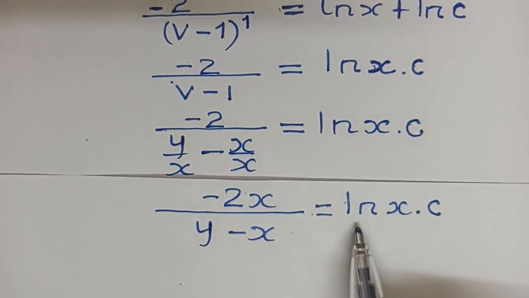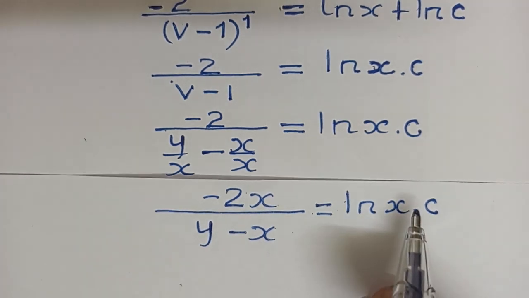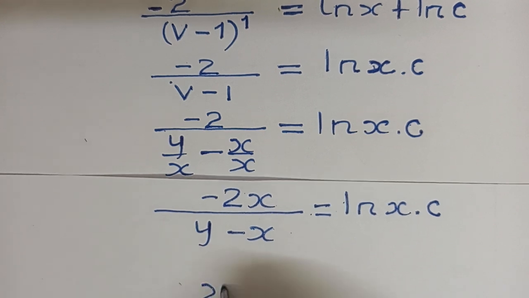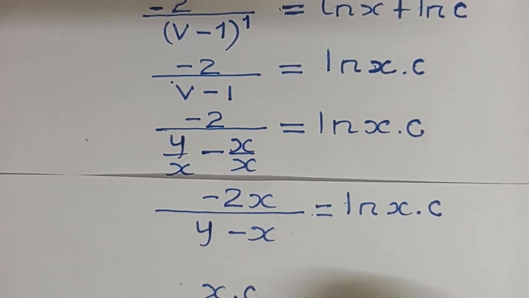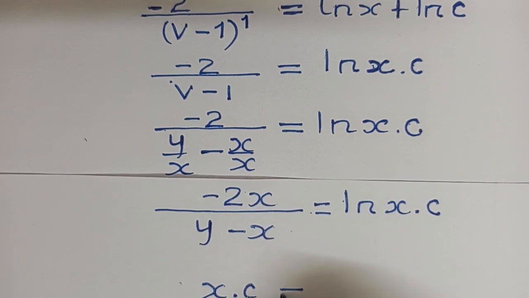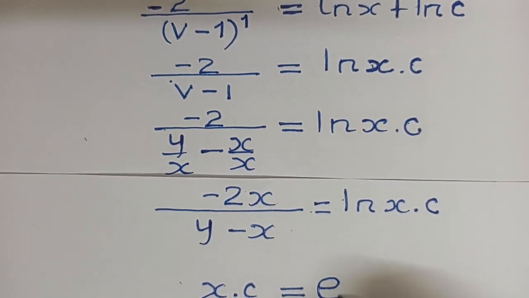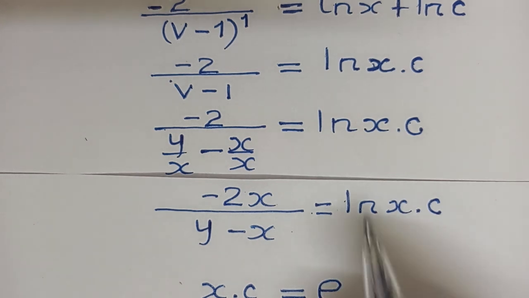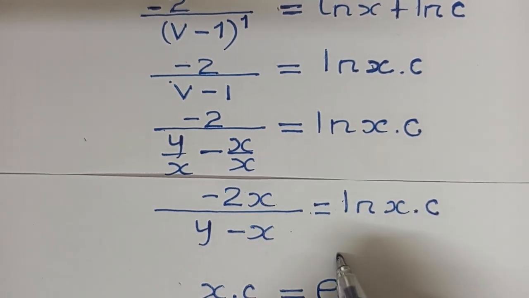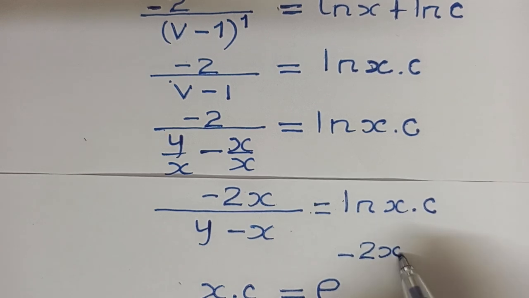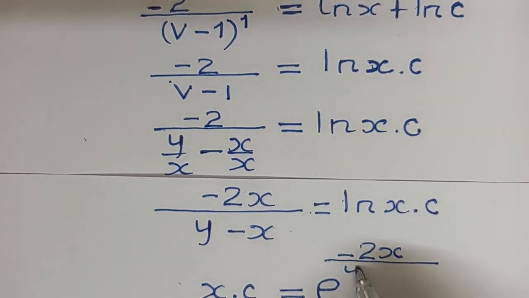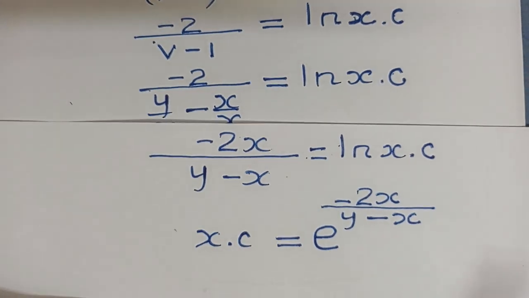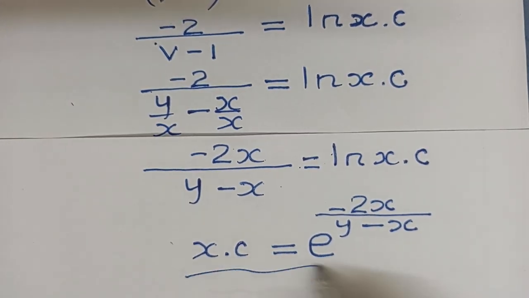Guys, we can express this in the form of indices. Expressing that, we shall have x multiplied by c equals e, as you know this is log xc to base e. And so e comes there, and this one now becomes the power: negative 2x over y minus x. And guys, this is the solution we were looking for.